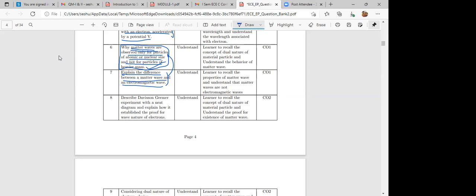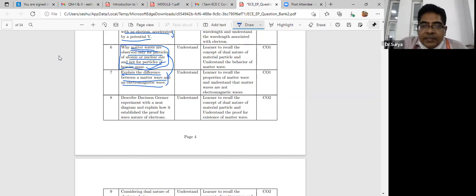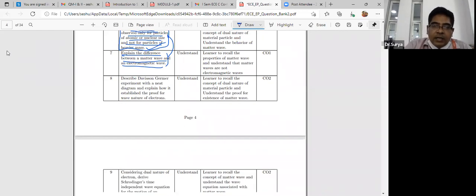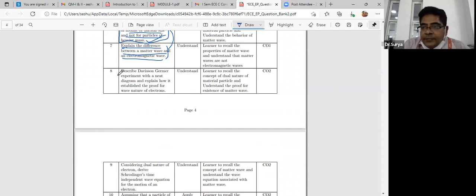Okay, sir. Next question. Describe the Davisson-Germer experiment with a neat diagram and explain how it established the proof of the wave nature of electrons. Okay, so the Davisson-Germer experiment, electrons emitted from a nickel target. So for that experimental verification you have to draw it.